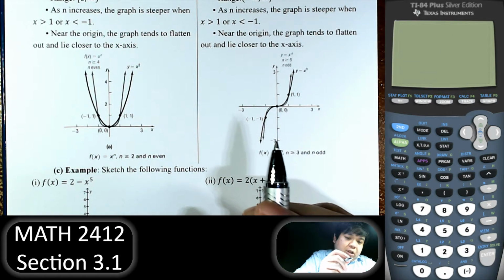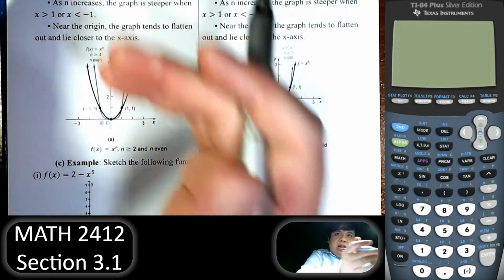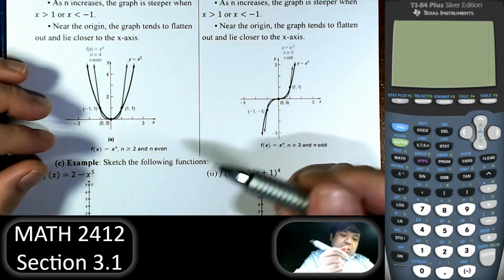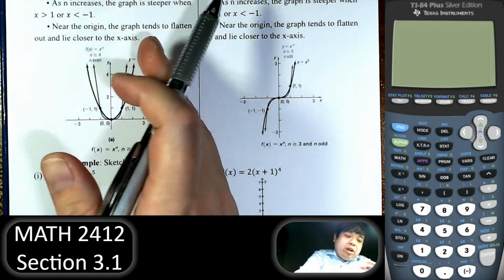So a characteristic of an even function is that it is like a U. It could be an upside down U, but it is symmetric about the y-axis.